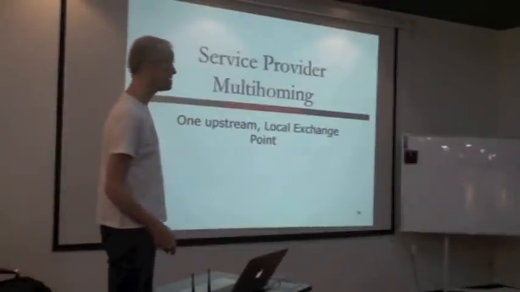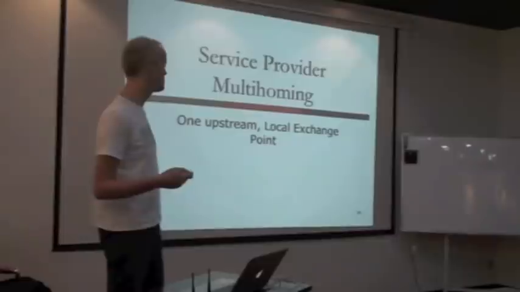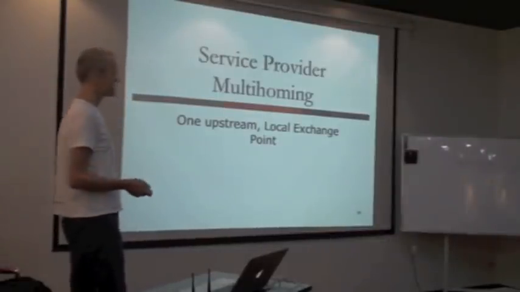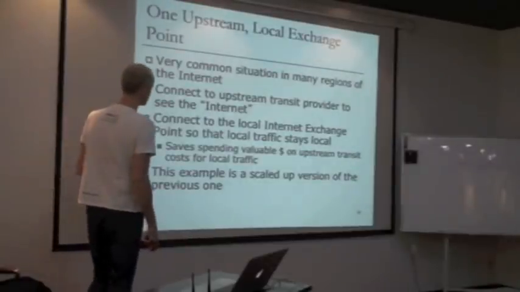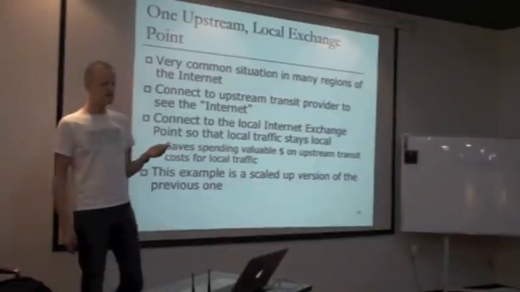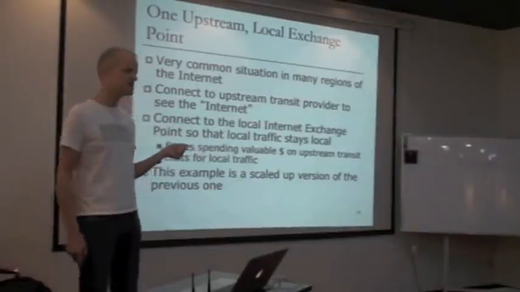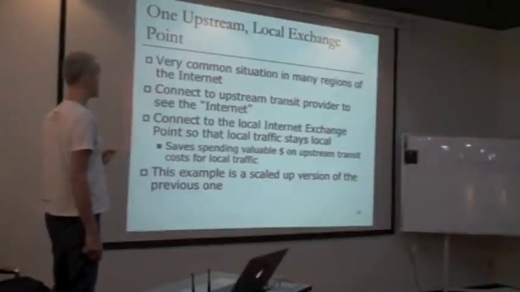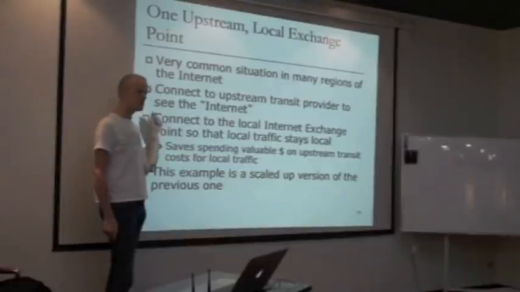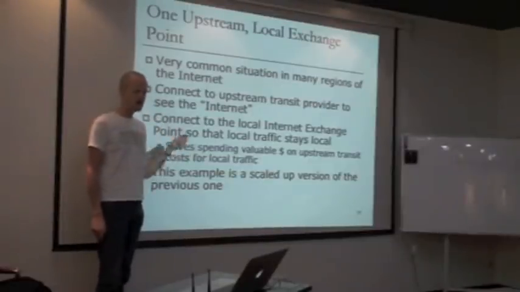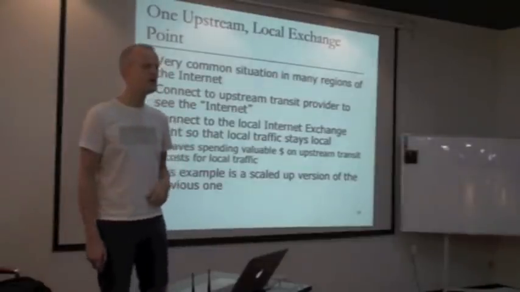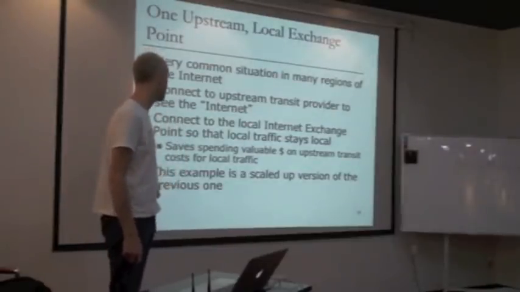So the next example is just an extrapolation of the previous one. One upstream, local internet exchange point. So rather than connecting to lots of local private peers, all the ISPs meet at an internet exchange point and interconnect their networks there. So again, this is cheaper than running lots of private circuits, and it's cheaper than sending local traffic through your upstream transit provider.